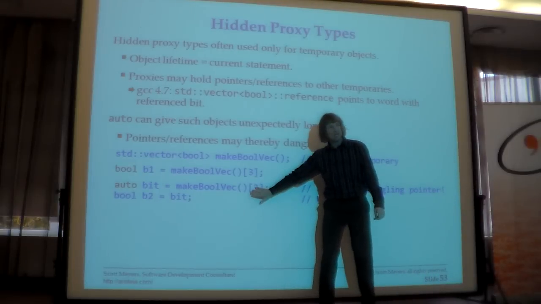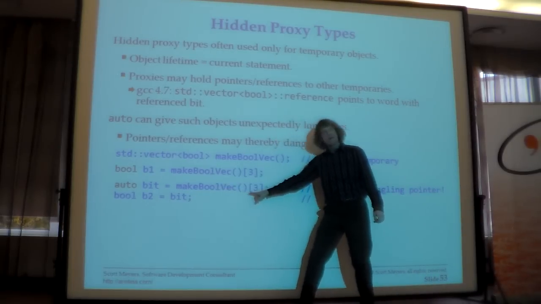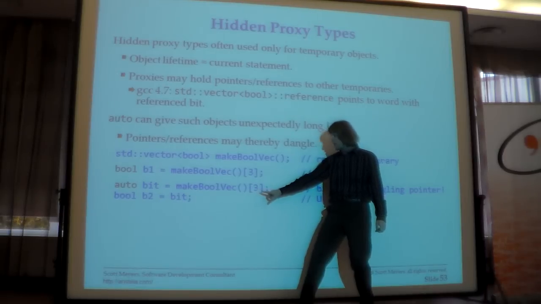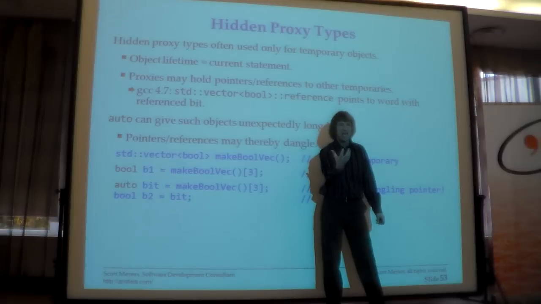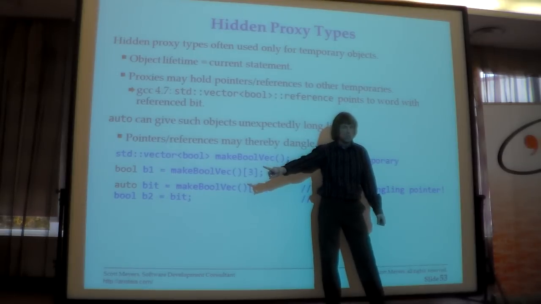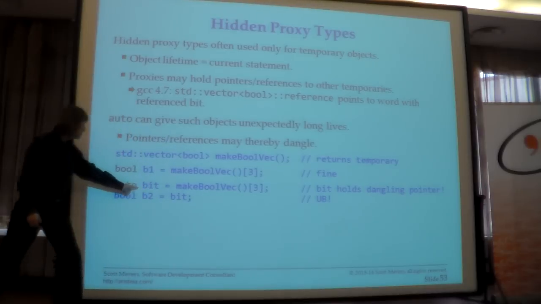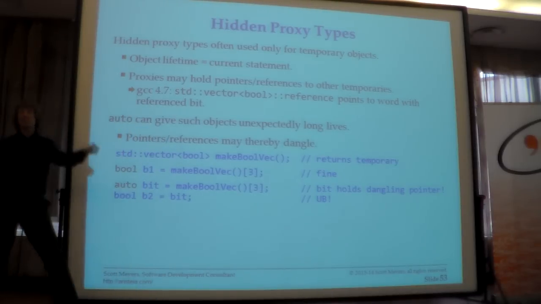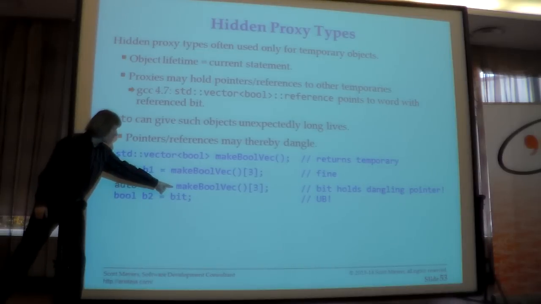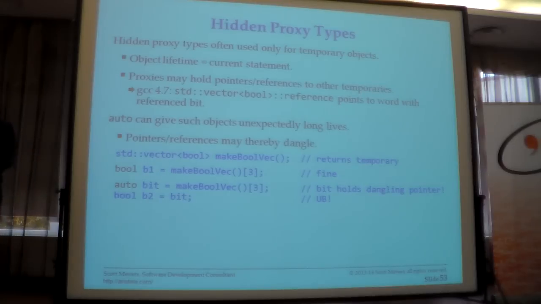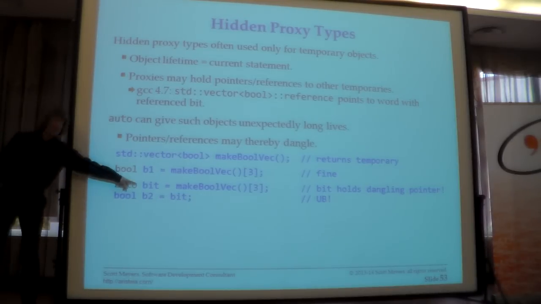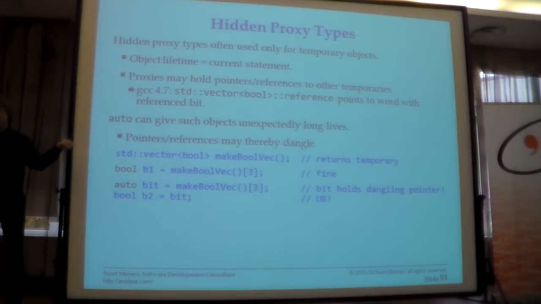So, what happens on this statement here is, we create a temporary vector of bool, we index into it, we get back a proxy object which points to the machine word. We copy that into bit. So now bit has a pointer to the machine word. And then the temporary return type created by make_bool_vec is destroyed, which invalidates the machine word. So as of this statement, I hold a dangling pointer.